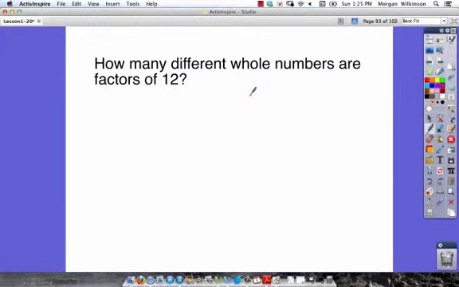Next problem says, how many different whole numbers are factors of 12? Well, let's go ahead and see. 12 is equal to 1 times 12. It's also equal to 2 times 6. We know we're going to be able to multiply 2 times something to get to 12 because 12 is even. And it's also equal to 3 times 4. And those are all of our whole numbers that are factors of 12. Well, we have 1, 2, 3, 4, 5, and 6 different whole numbers that are factors of 12. So our answer, this time, is 6. And we're all done. Let's move on to our next slide.